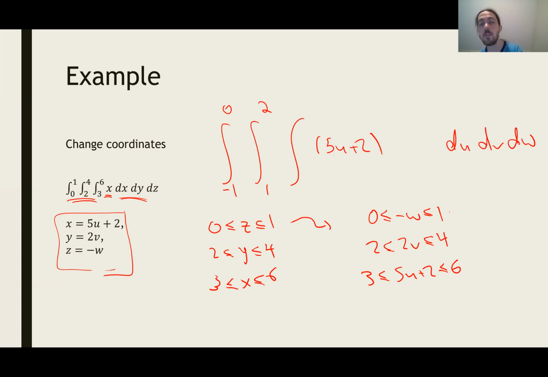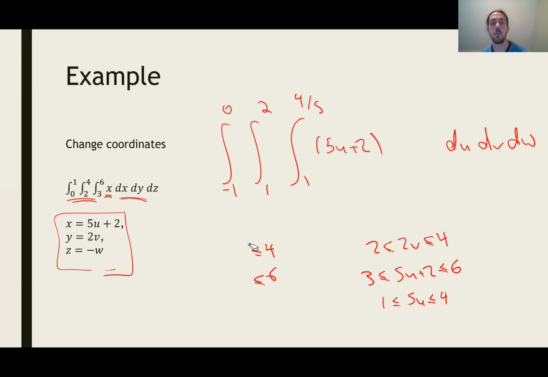And I can solve. This first one says that w is between minus 1 and 0. The second one says that v is between 1 and 2 because I can divide through by 2. And the third one, if I solve, I can subtract 2 from all three of these. I get 1 is less than or equal to 5u is less than or equal to 4. And so now u goes between 1/5 and 4/5. So that's changing the region of integration for this integral.